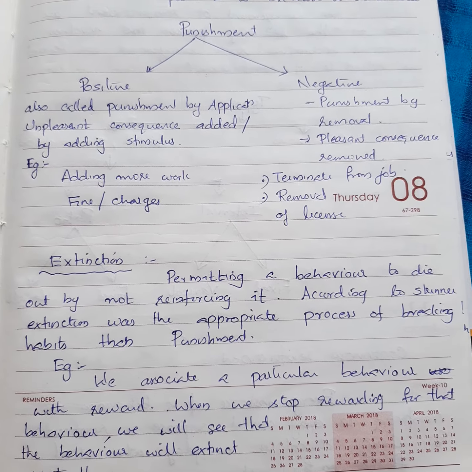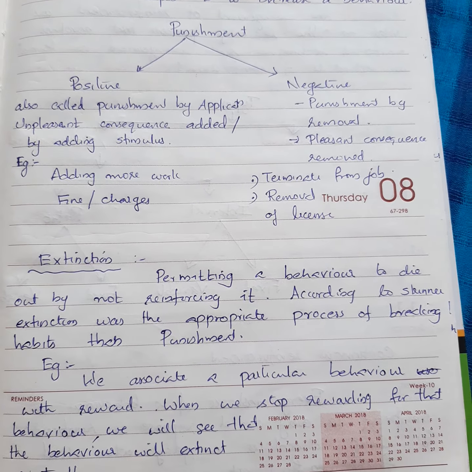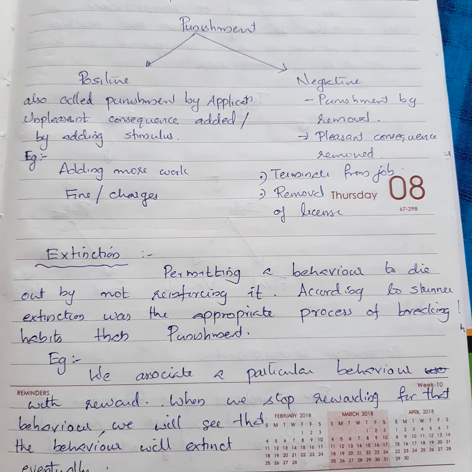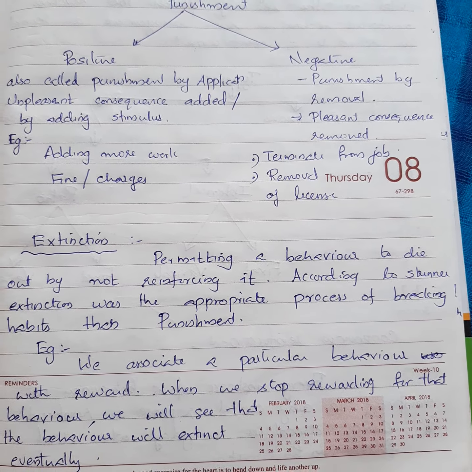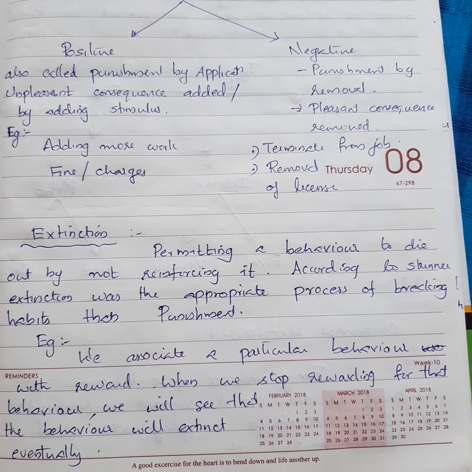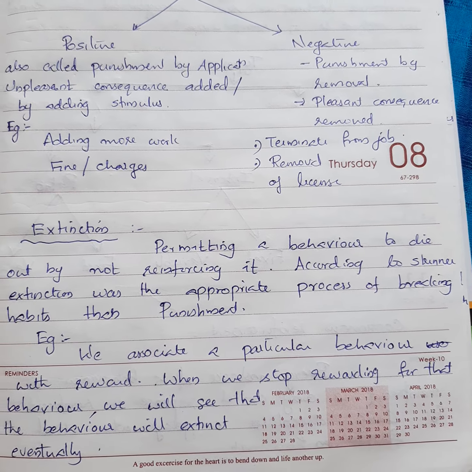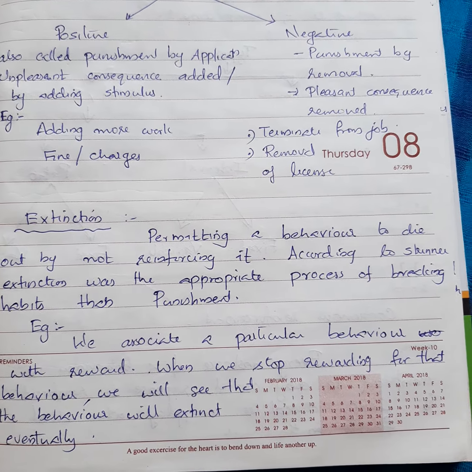Another term is extinction, which we already discussed. It is permitting a behavior to die out by not reinforcing it. According to Skinner, extinction was a more appropriate process of breaking habits than punishment.